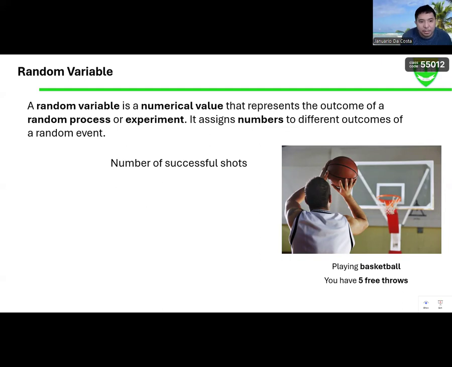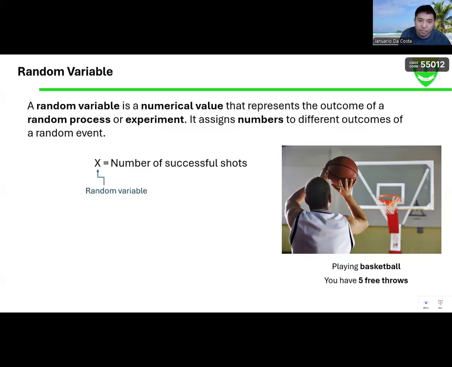So that is the experiment, the process where you are playing basketball or throwing a basketball, right? 5 times. Let's assign this x. We assign variable x as the number of successful shots. Okay, this is what you call a random variable.